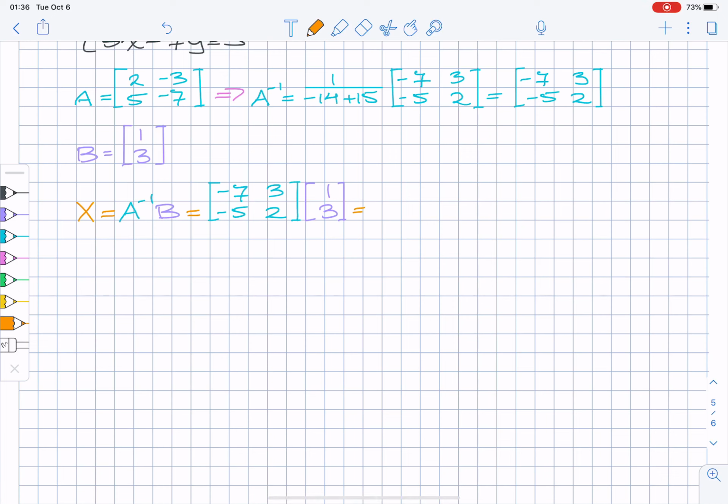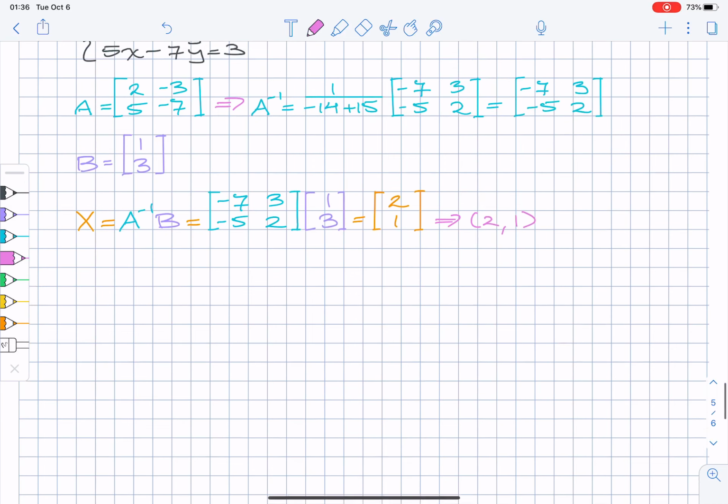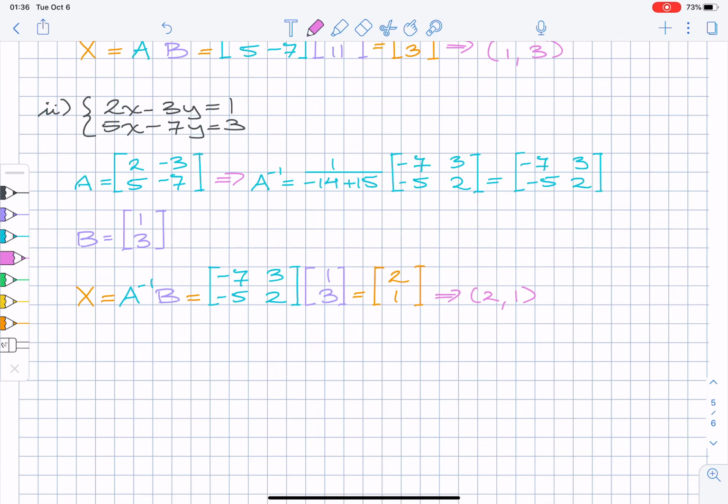Okay, so what do we get here? We get negative 7 plus 9 is 2. We get negative 5 plus 6 is 1. So 2, 1. The solution here is x, y is 2, 1. That's the point where these two lines meet.